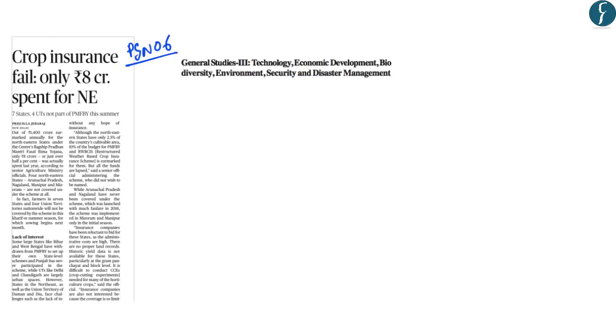Now, this article on page number 6 talks about the various challenges that are being faced in the implementation of Pradhan Mantri Fasal Bima Yojana. And it emphasizes that out of the 1400 crore rupees which were earmarked for the northeastern states, only 8% have been spent till now. Further, many of the states are opting out of this scheme, and also 4 union territories are not part of the Pradhan Mantri Fasal Bima Yojana. So this shall form a part of the General Studies paper 3 under the topic Economic Development.